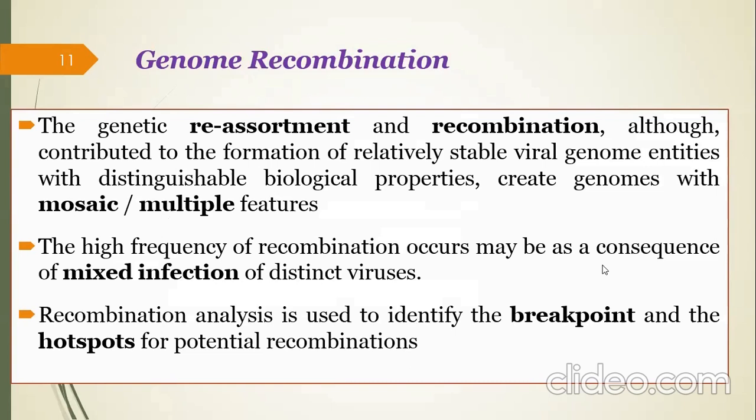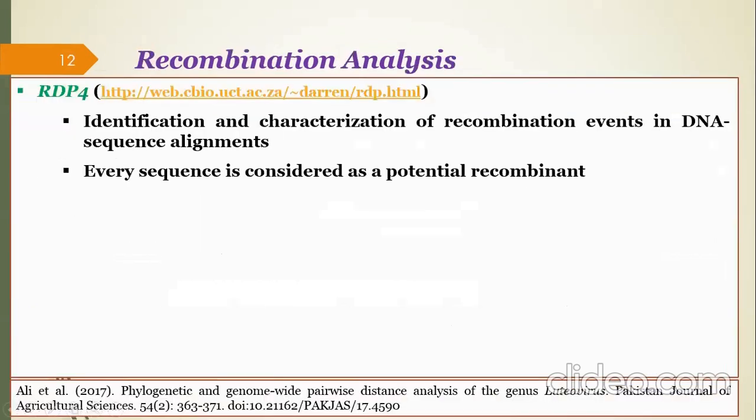ठीक है। So one of the tools that we use is RDP4. This RDP4 is for identification and characterization of recombination events in DNA sequence alignments. So DNA sequence alignments में recombination events को देखने के लिए we can use this. And every sequence is considered as a potential recombinant.